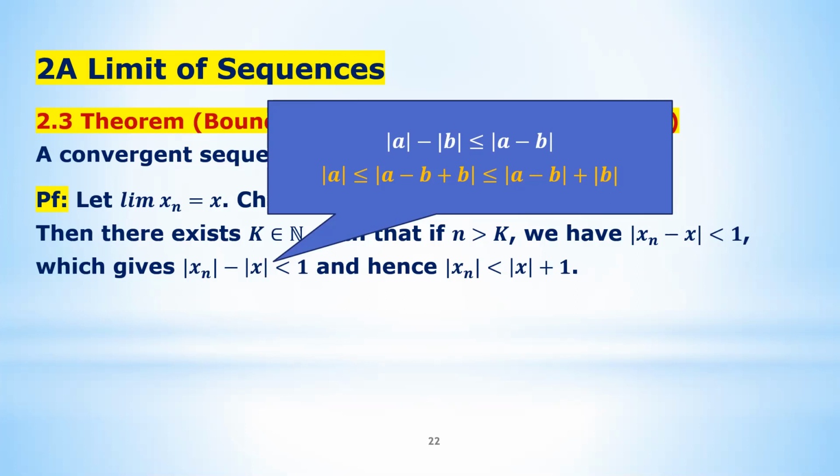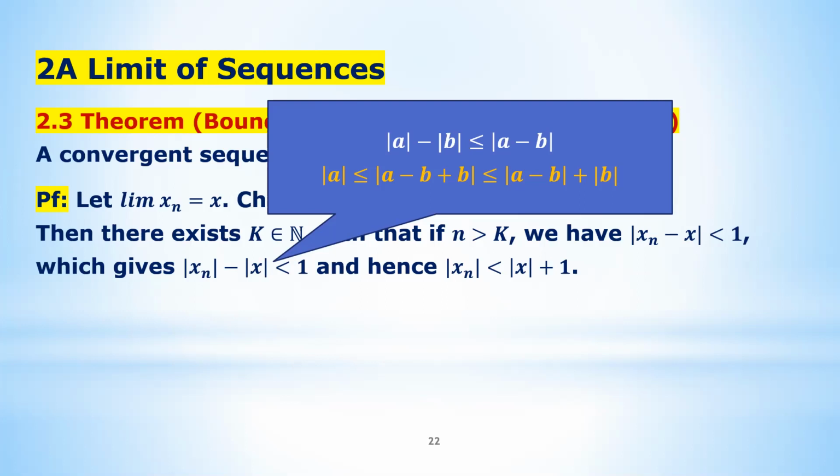However, there's a gap. The gap is that in order to have this, you have a condition: n is greater than K. When n is greater than K, you will have this. So when n is greater than K, every term after that is controlled by the absolute value of x plus 1. Now the question is, what about the previous terms, like x1, x2, up to x capital K? Are they bounded or not?